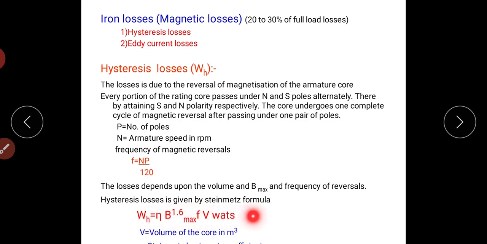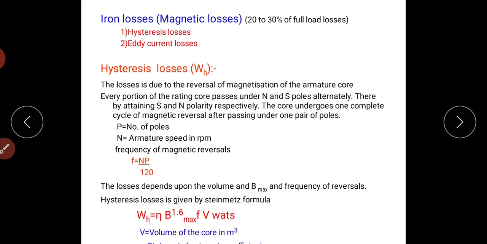So the hysteresis losses equal mu into B maximum power 1.6 into F into V watts. Here F is frequency, it equals Pn by 120. V is volume of the core and B is magnetic flux density. Mu is a constant value, units are watts. So the hysteresis losses are generated due to magnetic reversal.